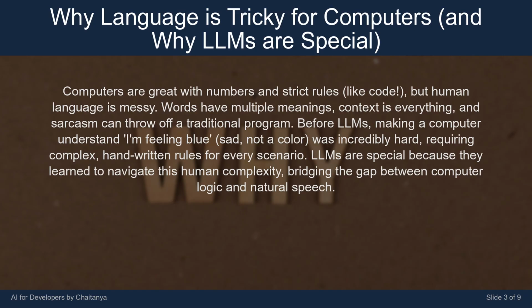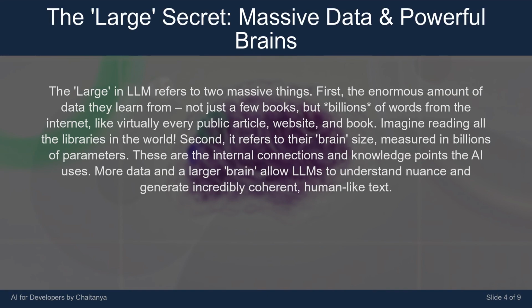The large in LLM refers to two massive things. First, the enormous amount of data they learn from, not just a few books, but billions of words from the internet, like virtually every public article, website, and book. Imagine reading all the libraries in the world. Second, it refers to their brain size, measured in billions of parameters. These are the internal connections and knowledge points the AI uses. More data and a larger brain allow LLMs to understand nuance and generate incredibly coherent, human-like text.